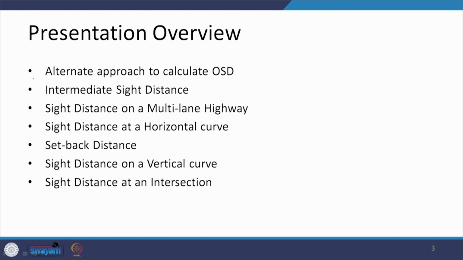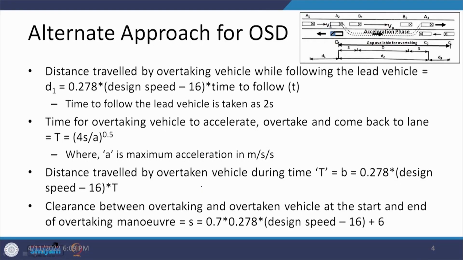It starts with an alternate approach to calculate the OSD, and then we are going to talk about the sight distances under different conditions like intermediate, on multi-lane highways, on horizontal curves, on vertical curves, and also at an intersection. There we will look at what types of intersections there are and we will see the sight distances. Let us talk about the alternate approach for OSD first of all.